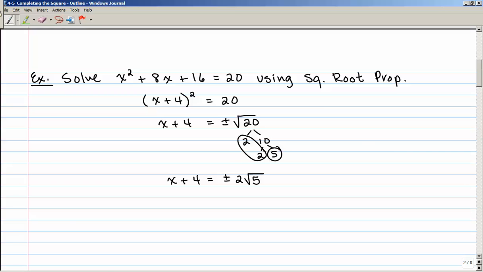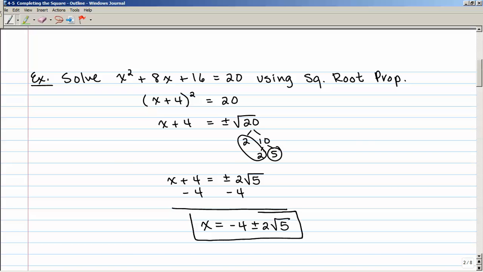To solve this, I need to get x all by itself. So I need to subtract 4 on both sides. So x is equal to, and I can't combine those guys, and we tend to put the number out front, negative 4 plus or minus 2 square root of 5. And it looks a little funny, but that is the correct answer. It's just going to be an irrational number.